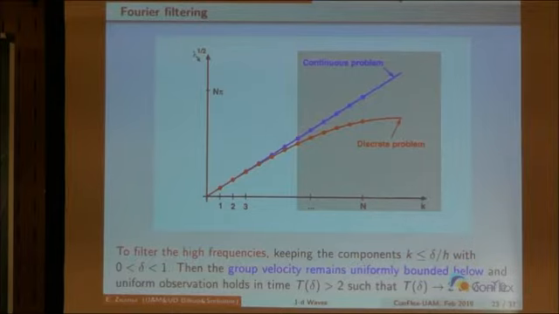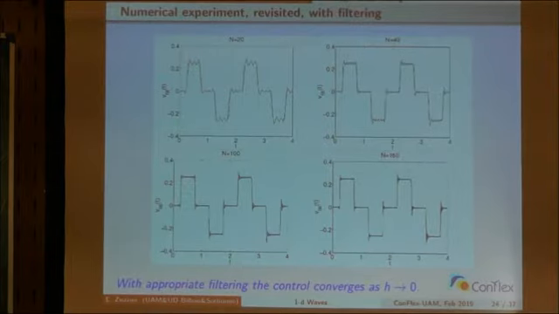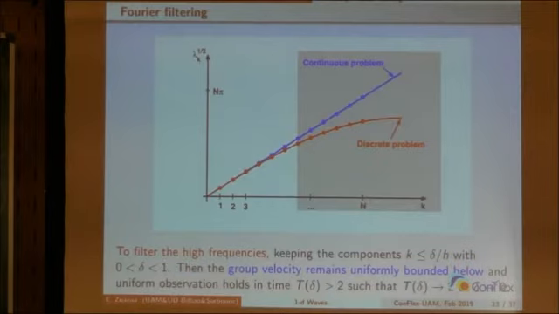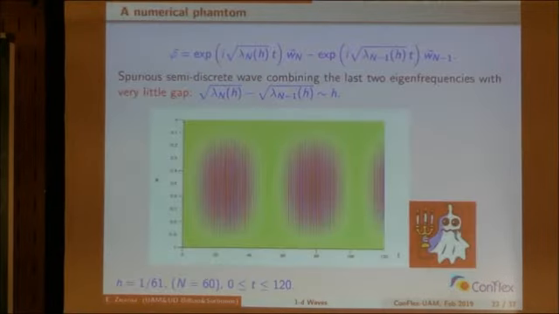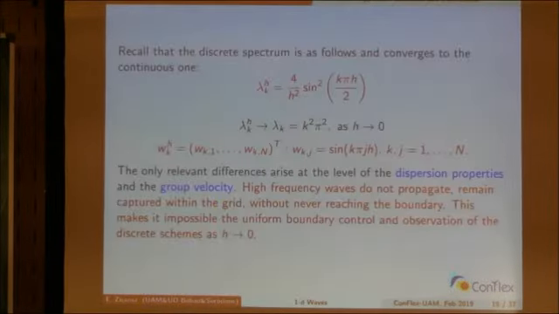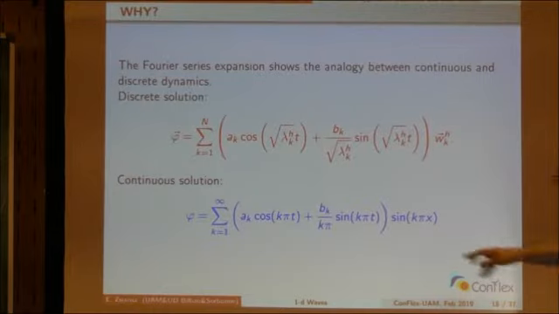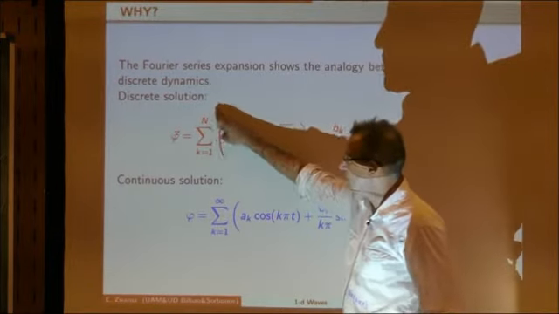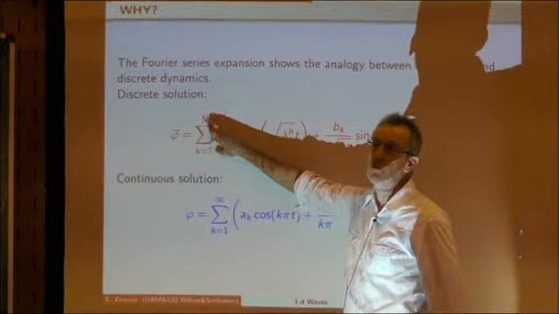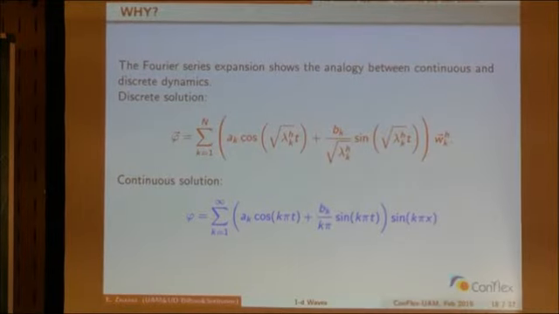Meaning that I will not consider the finite difference approximation up to the index n, but for instance here only up to index n over 2. If I do it up to index n over 2, what happens?